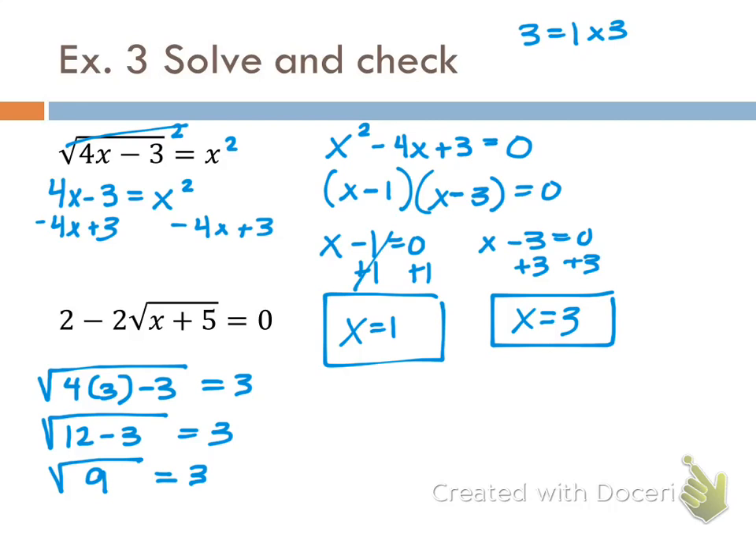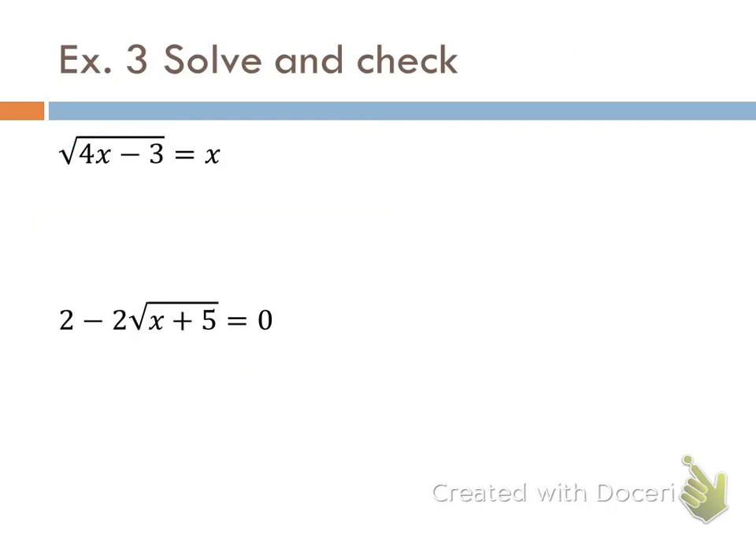All right, and last but not least, this problem here. First of all, I want somebody to read me this problem. Marcus, read it for me. 2 minus 2 times x times the square root of x plus 5. Perfect. Did everybody hear what he said? He said 2 minus 2 times the square root of x plus 5 equals 0.